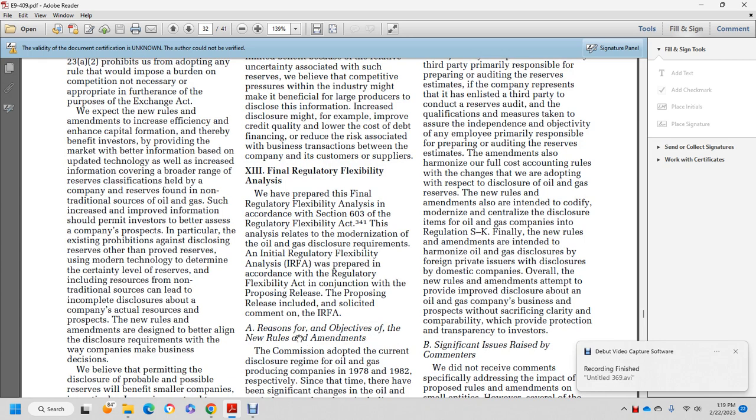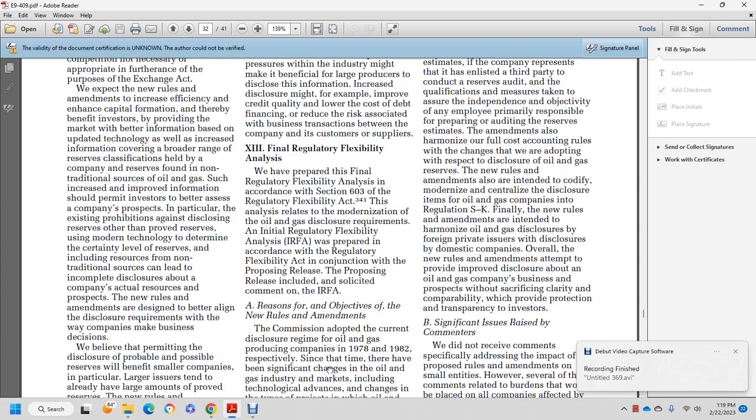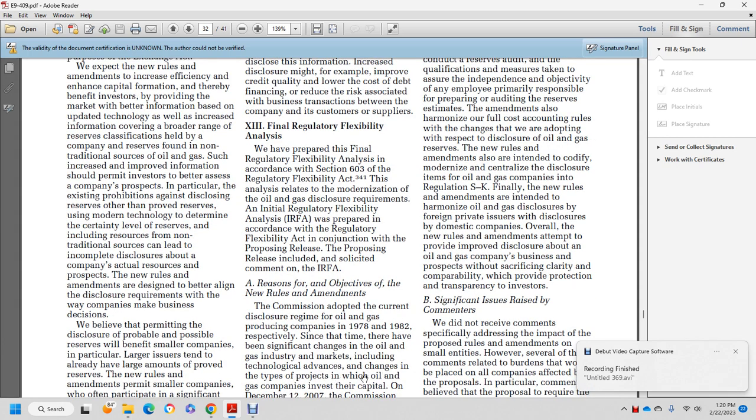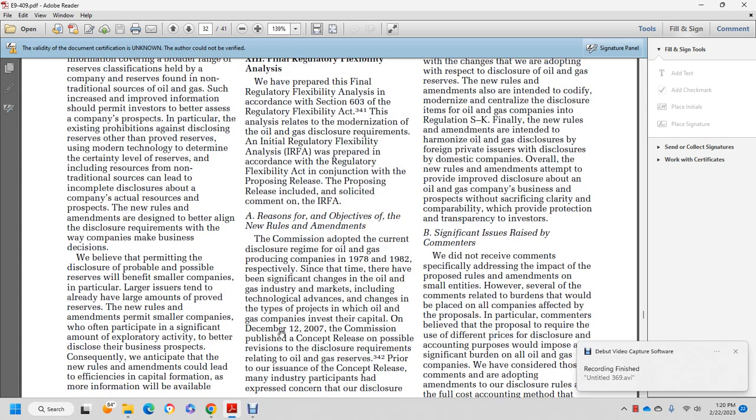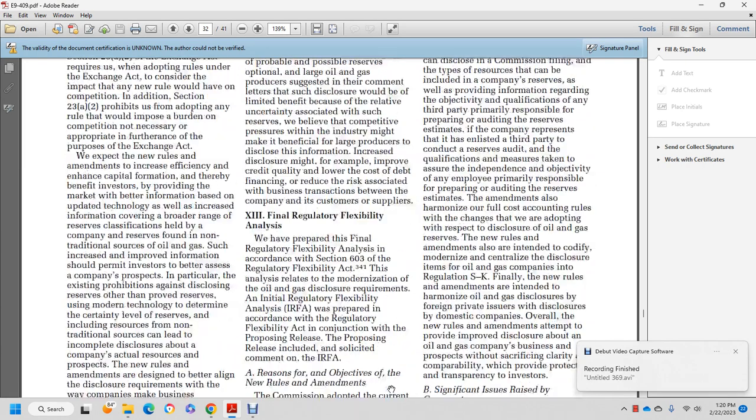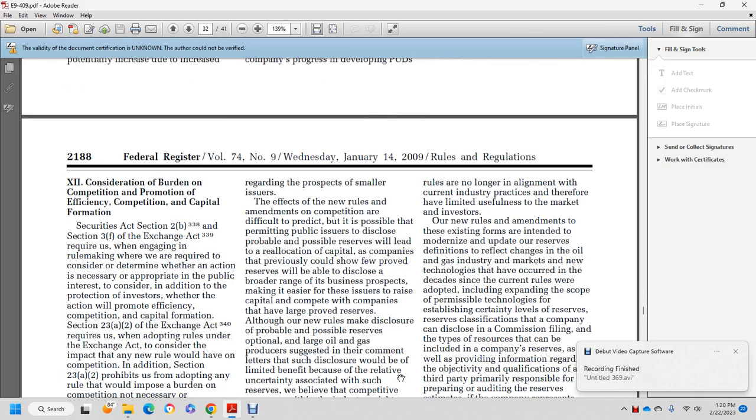Reasons for and objectives of the new rules and amendments. The Commission adopted the current disclosure regime for oil and gas producing companies in 1978 and 1982, respectively. Since that time there have been significant changes in the oil and gas industry and markets, including technology advancements and changes in the types of projects for oil and gas companies. On December 12, 2007, the Commission published a concept release on possible revisions to the disclosure requirements relating to oil and gas reserves. Industry participants expressed concerns that our disclosure rules are no longer in alignment with current industry practice and are therefore of limited usefulness to investors.